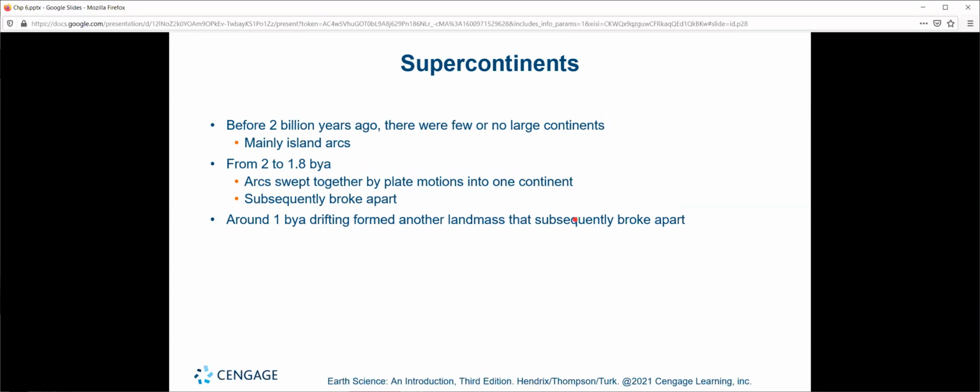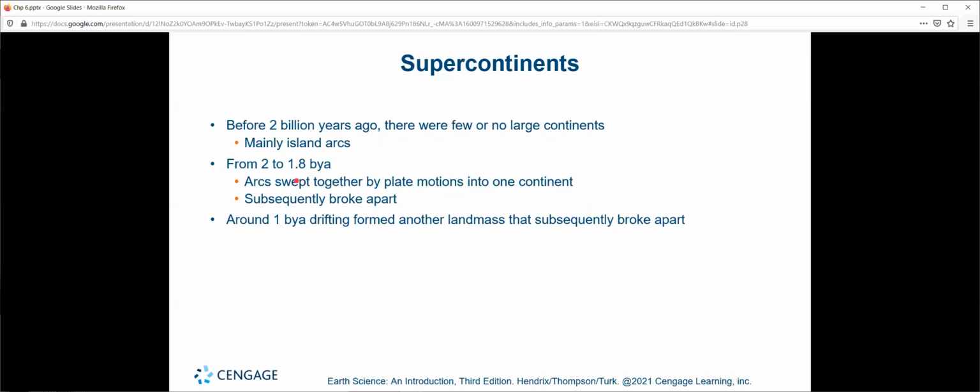So, supercontinents. Let's bring this all back around. We started this conversation with Alfred Wegener and his ideas of Pangea. Before 2 billion years ago, it's generally thought that you really didn't have large continents. You mainly had island arcs, because continents need to form over time, right?